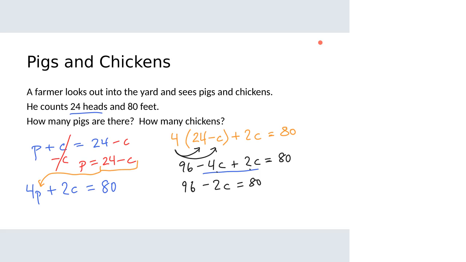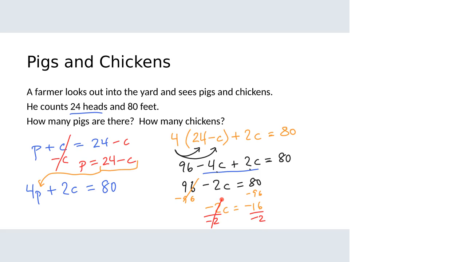Subtract minus. You're exactly right, Shelby and Summer. We're going to subtract 96 from both sides. Over here, they're going to cancel, leaving me negative 2C. Over here, I'll have 80 minus 96 is negative 16. And then we've seen this one a lot today. Now we'll divide by negative 2 on both sides.